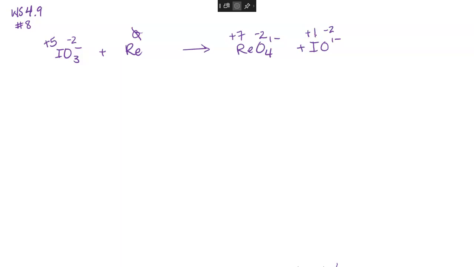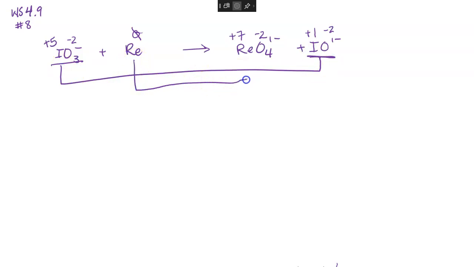Anybody stuck, confused, crazy? We're all crazy. We good? Bailey? Do I need to go over it, or over one of them? Okay. Which ones are changing? One half reaction is the iodine. The other half reaction is rhenium. Notice what's not changing is oxygen. Sometimes oxygen does change, but not in this case. But this makes it easy.